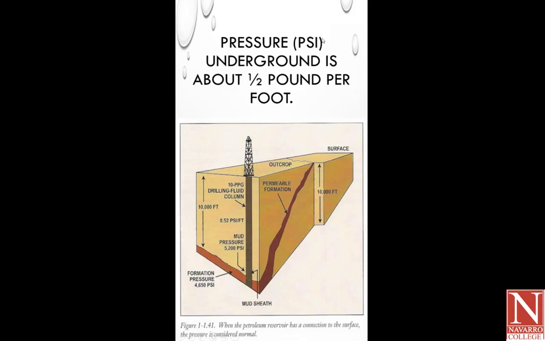Pressure, or PSI, underground is about 0.52 pounds per foot. So the deeper you go, you go 2 feet, you add about a pound of pressure. So when we look at this column, to keep this oil in the ground or keep it from blowing out, we have to put a column of fluid or drilling mud to hold the pressure down.